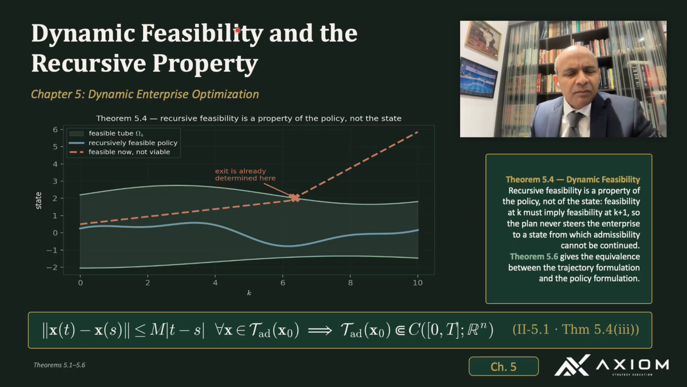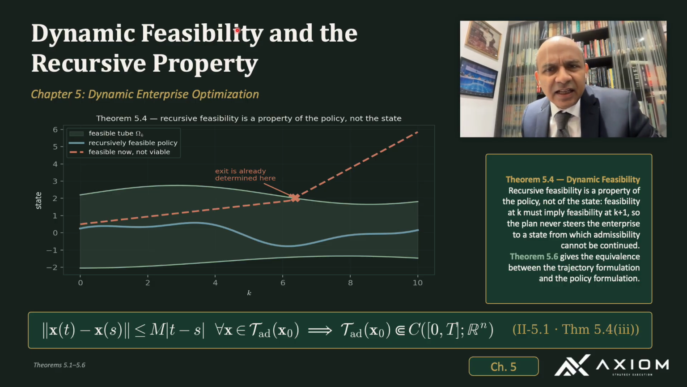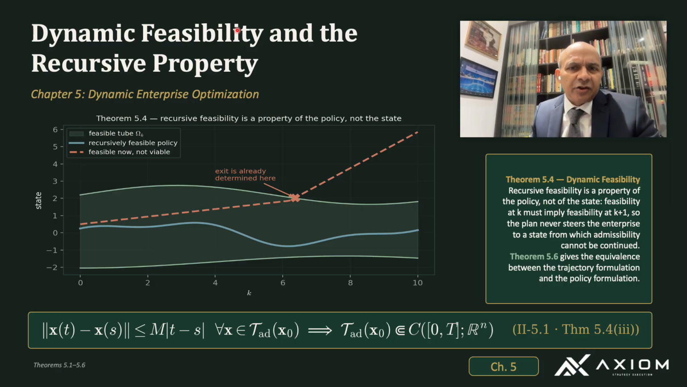Okay, so now we move to dynamic enterprise optimization. Theorem 5.1 is about trajectory existence. Under standard continuity, Lipschitz, and growth conditions, every admissible decision path and initial state generates a unique enterprise trajectory over the planning horizon. Theorem 5.2, enterprise state evolution. Enterprise trajectories depend continuously on both the initial state and the model dynamics, while under stable contracting dynamics, differences in initial conditions decay exponentially over time.